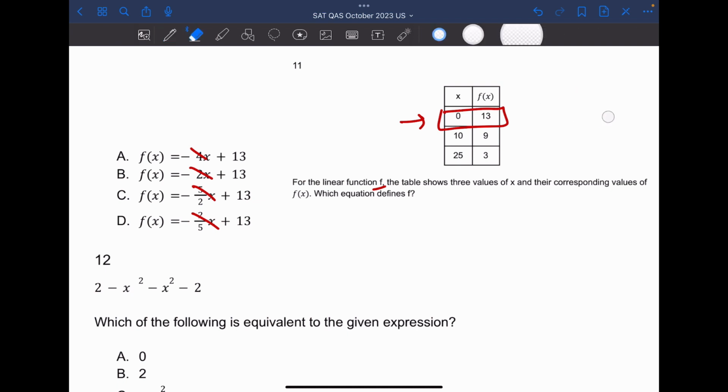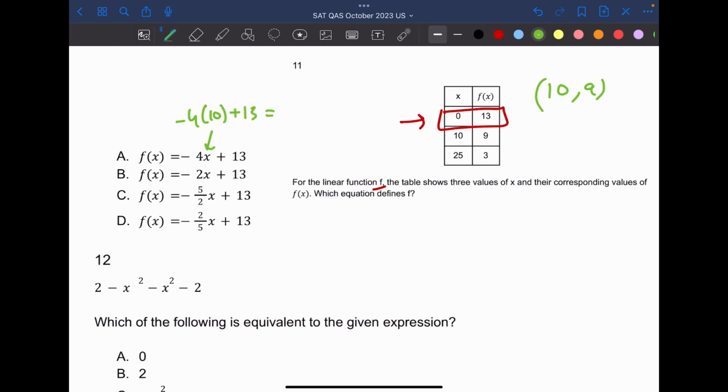Second point, we have 10, 9. So let's plug that in, 10, 9. Now what I'm expecting is if I plug in 10 into the equation, I get back 9. Okay, so let's try this. If you plug in 10 over here, you get negative 4 times 10 plus 13. This is equal to negative 40 plus 13. Is this equal to 9? Definitely not, because negative 40 is a lot bigger than 13 as a value. So if you actually do this, you would get negative 27. So this is definitely not the right answer. So A is definitely wrong.